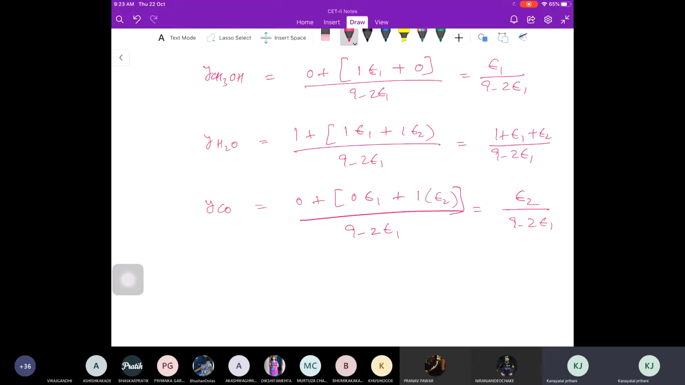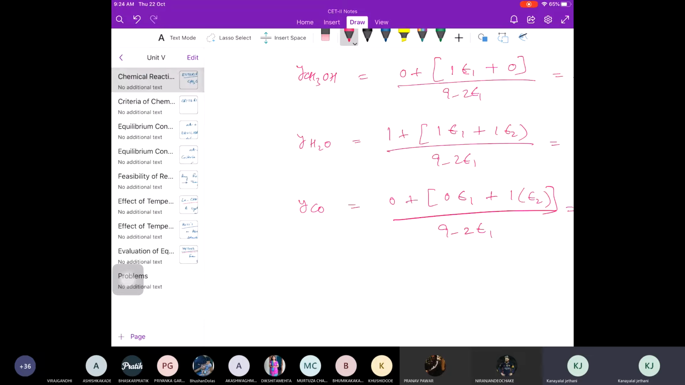Any doubts, questions on how to use this formula? First subscript is component, second subscript is reaction number. Once this is understood, you can easily use this formula for any reaction, any number of reactions. 2, 3, 4, 5, however many reactions there are, you can use it. Okay, there are no questions.